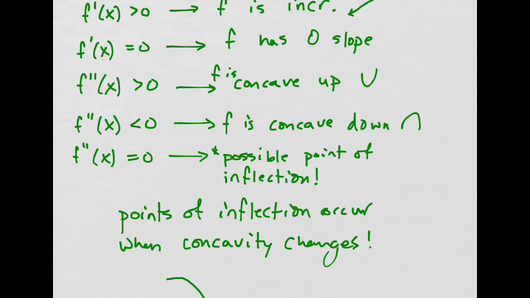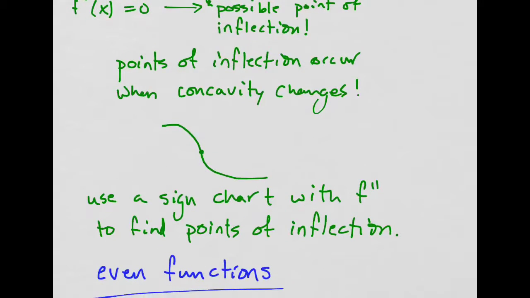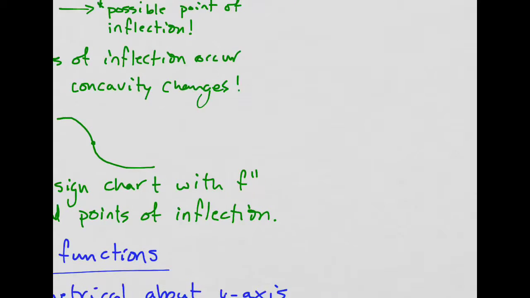So that brings us to how to get points of inflection. That's what a point of inflection looks like. It's when concavity changes. So you do a sign chart with f double prime. So you want to see when the sign of the second derivative changes from positive to negative or negative to positive.